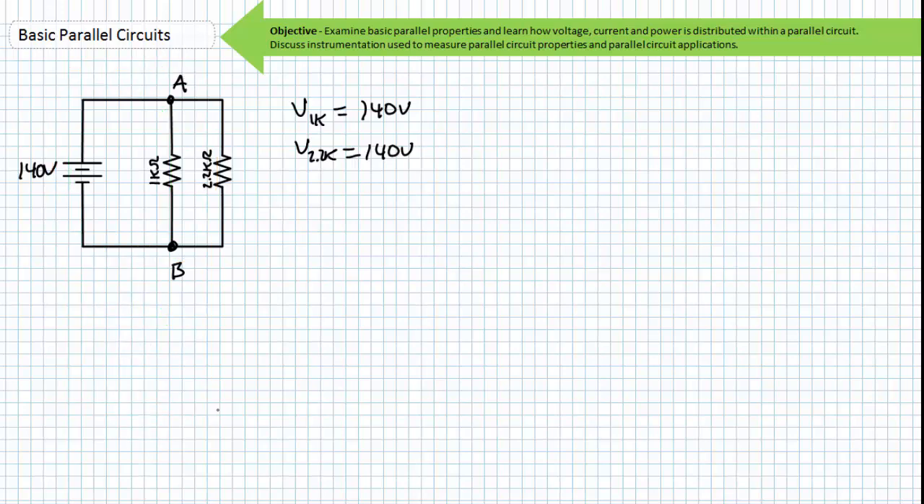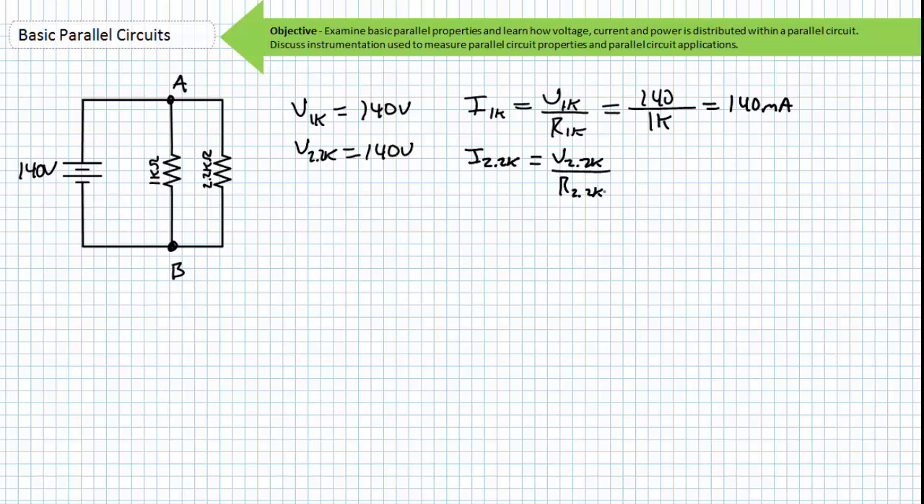We can use Ohm's law to find the current through the 1 kilo ohm resistor, where the current through it is the voltage across it divided by its resistance. 140 volts divided by 1 kilo ohm yields 140 milliamperes. Similarly, the current through the 2.2 kilo ohm resistor is the voltage across it divided by its resistance. 140 volts divided by 2.2 kilo ohms yields a current draw of approximately 63.6 milliamperes.